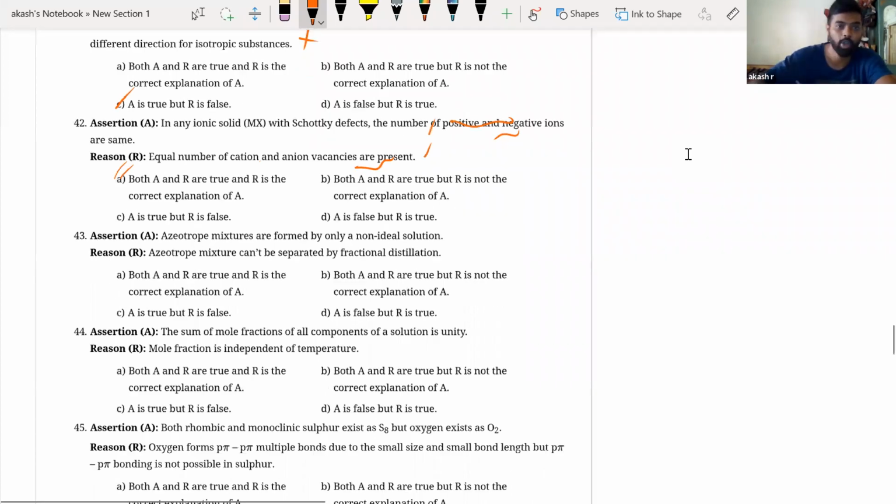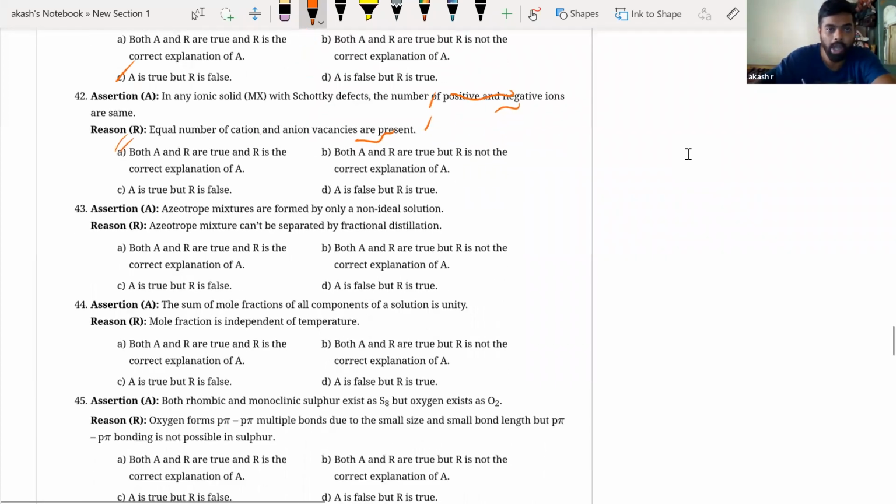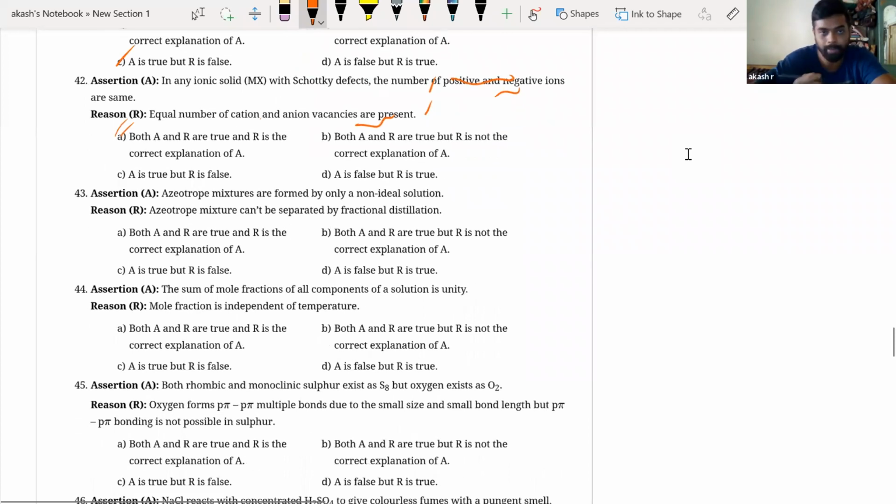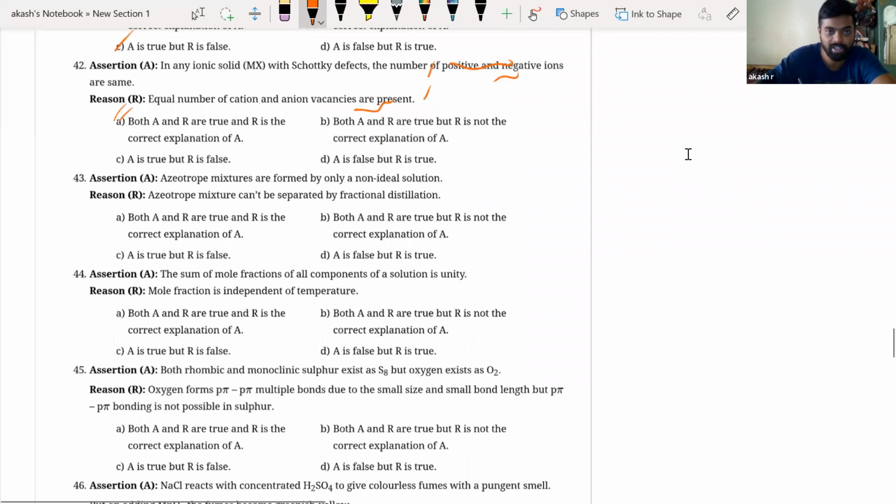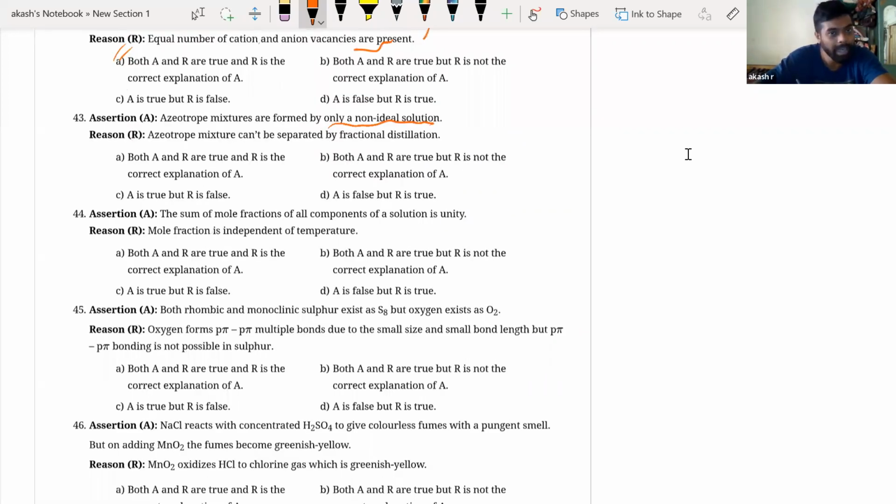Next, azeotropic mixtures are formed only by non-ideal solutions. Yes, absolutely. Right. Azeotropic mixtures cannot be separated by fractional distillation. This is also correct, but this is not the correct explanation. Why do non-ideal solutions form azeotropes? That has to be explained. Why is it that they cannot be separated by fractional distillation? Because they form a single unit of a liquid. That is why you're not able to separate it. So both A and R are true, and it is not the correct explanation of A is the answer.